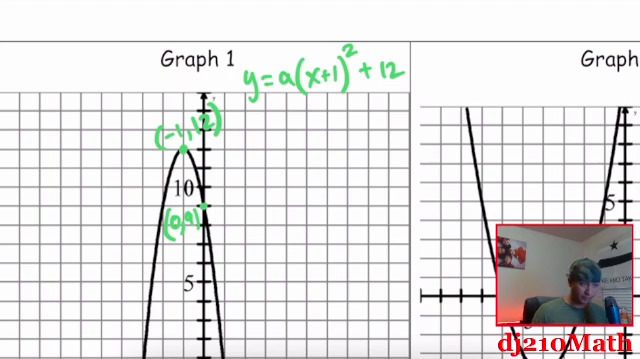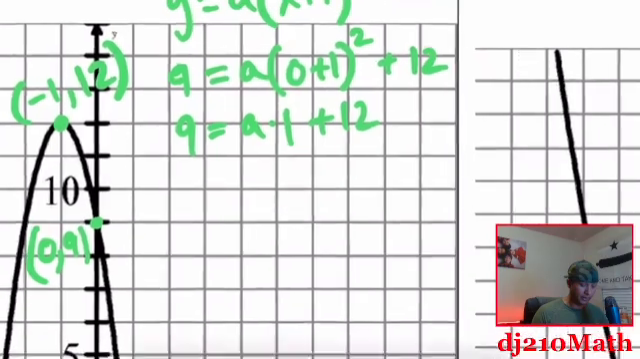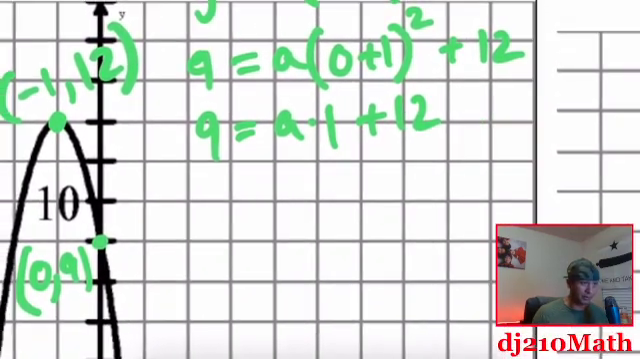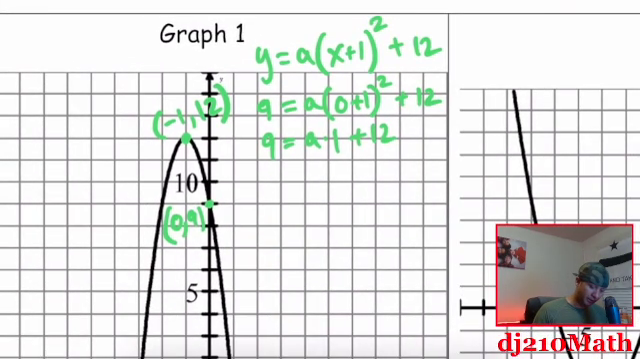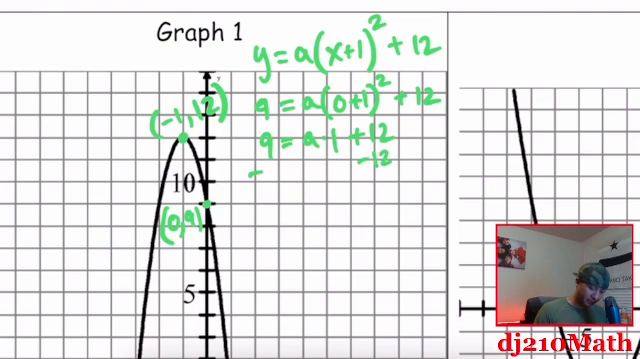All right, so solving for a. 9 equals a times (0 plus 1) squared plus 12, that's nice. So we get 9 is equal to a times 1 squared, right? 0 plus 1 is 1, 1 squared is 1. Now here you have to be very careful and not fall for the trap of adding 1 plus 12. This is not 1 plus 12. Technically, the 1 goes in front of the a. So this is going to be 9 minus 12, and a is equal to negative 3.